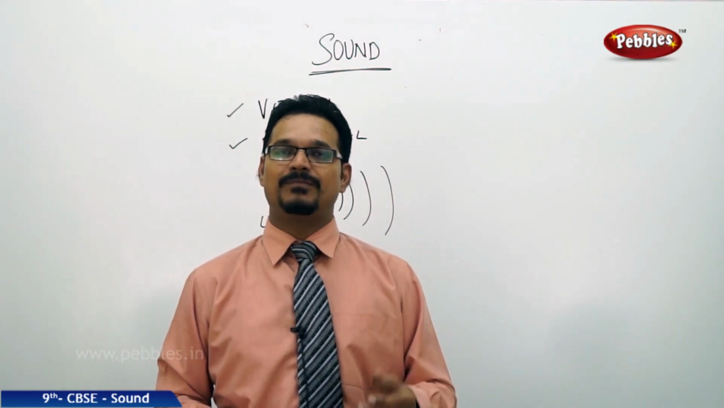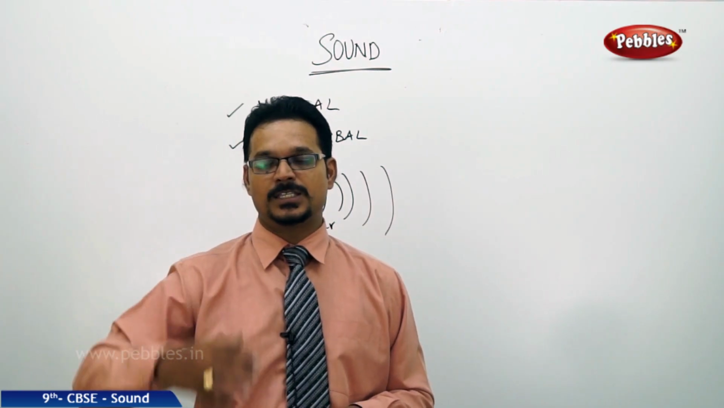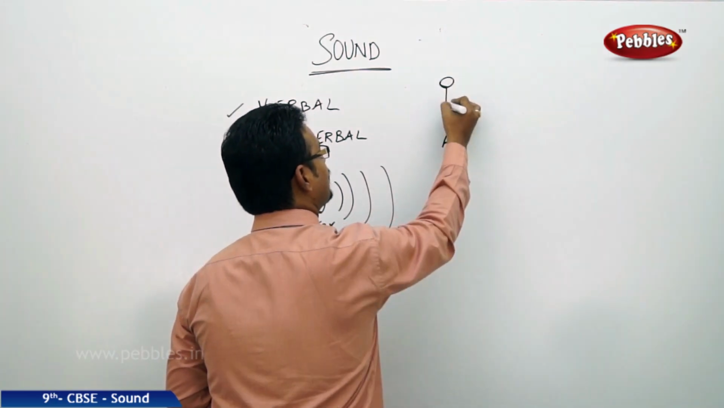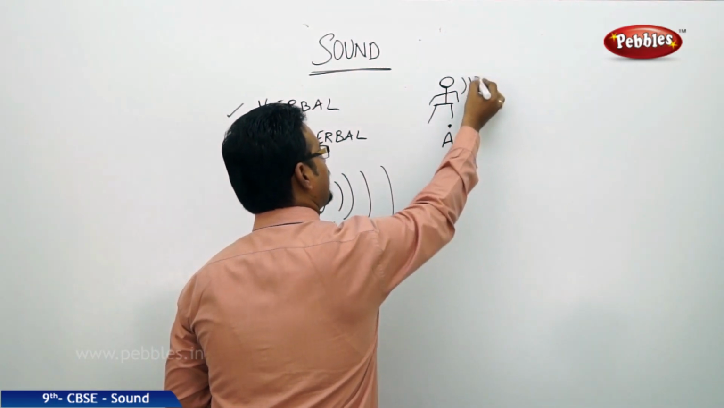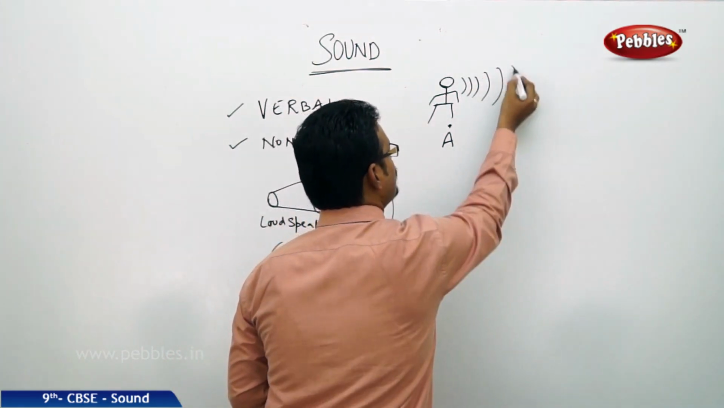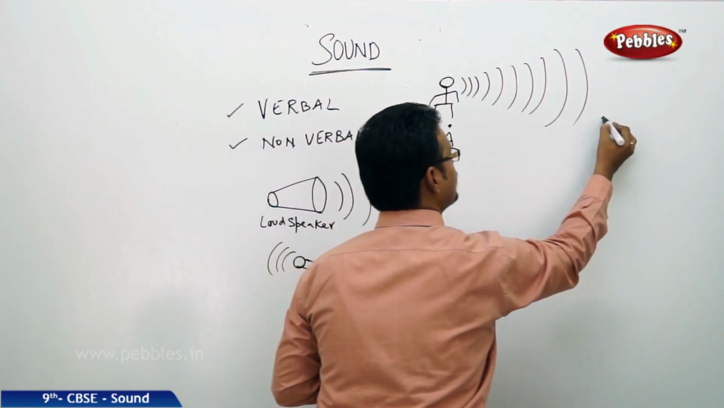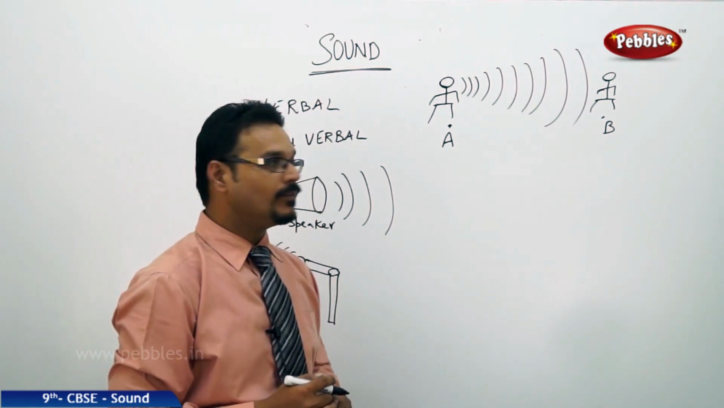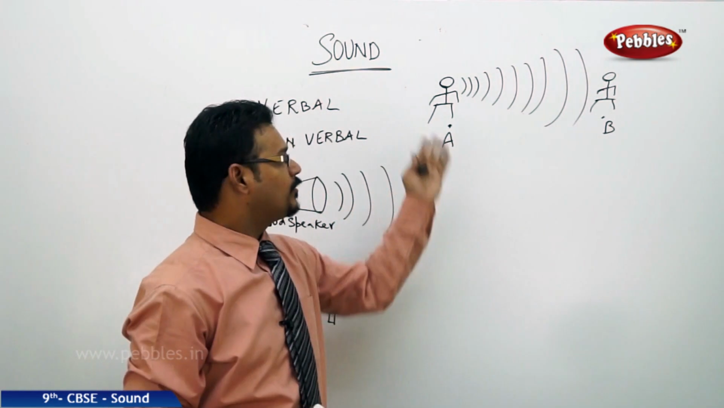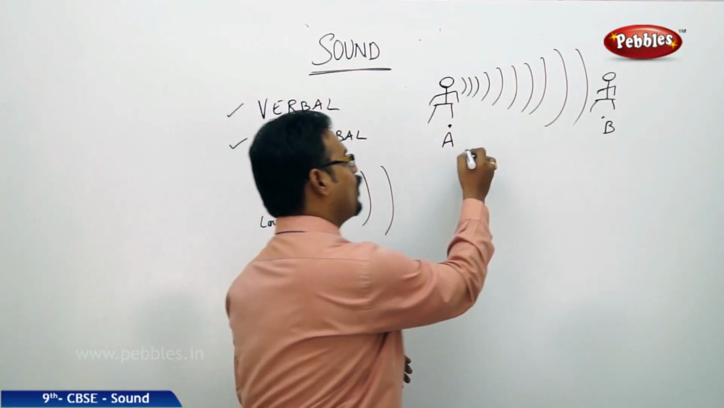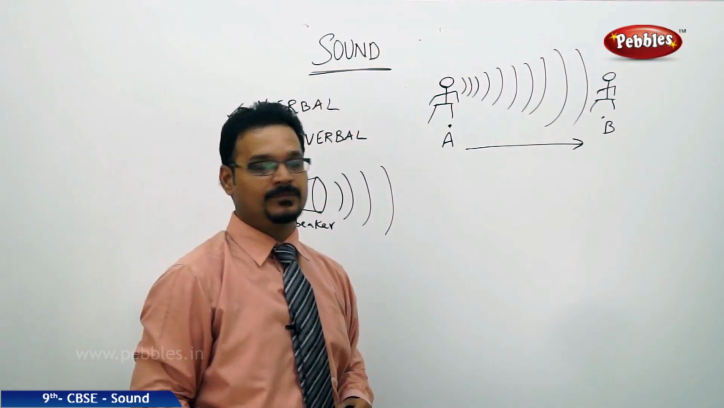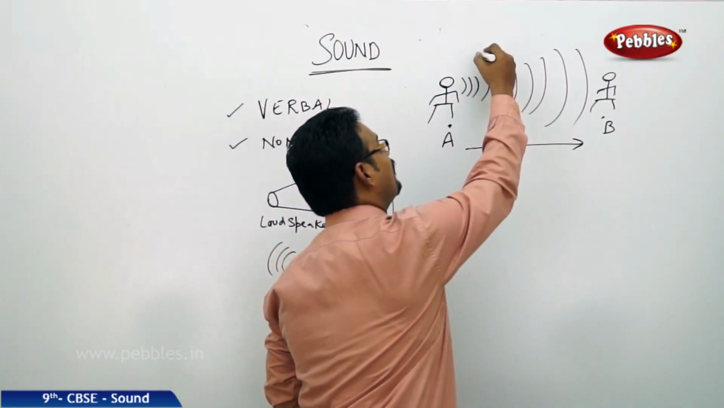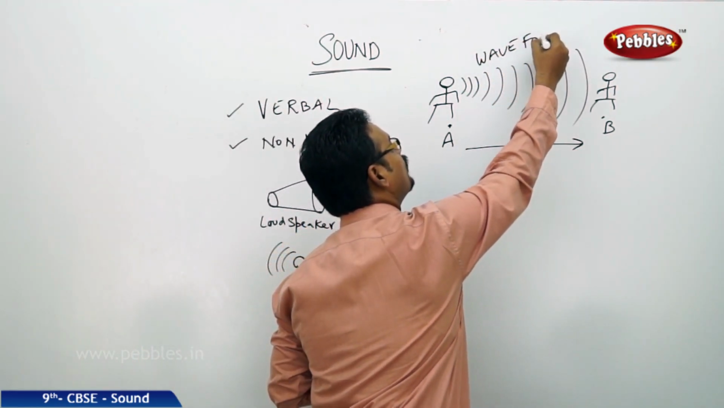When you speak something at one point and the sound travels some distance, say you started speaking here, and the sound travels to a point B where there is a person who is receiving the sound. Now, generally, if you want to draw a diagram, we draw it like this. The sound is going from one point to the other point in this direction. What are these symbols called? These semicircles are called a waveform.